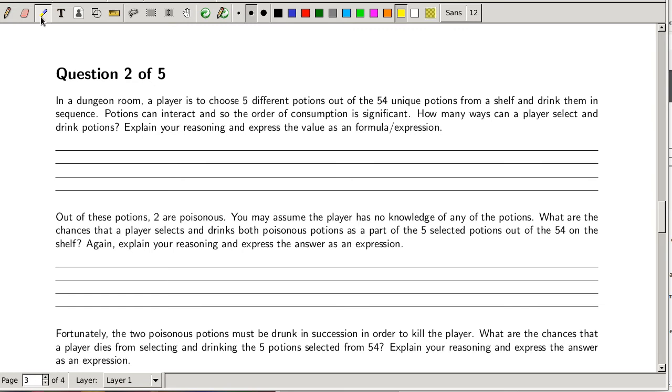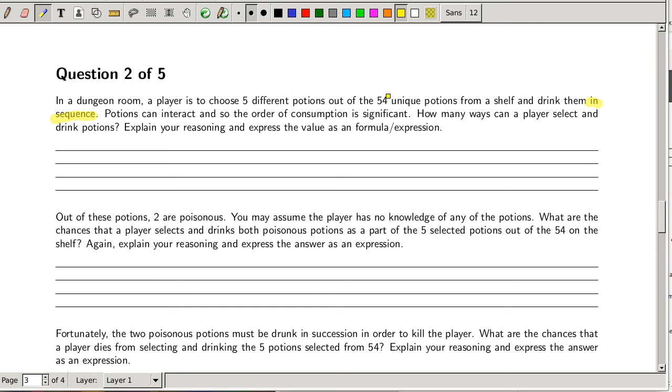The first thing I want to do is to point out a few things. Let's just read the question carefully. In the dungeon room, a player is to choose 5 different potions out of the 54 unique potions from a shelf and drink them in sequence. The term in sequence means in a particular order.